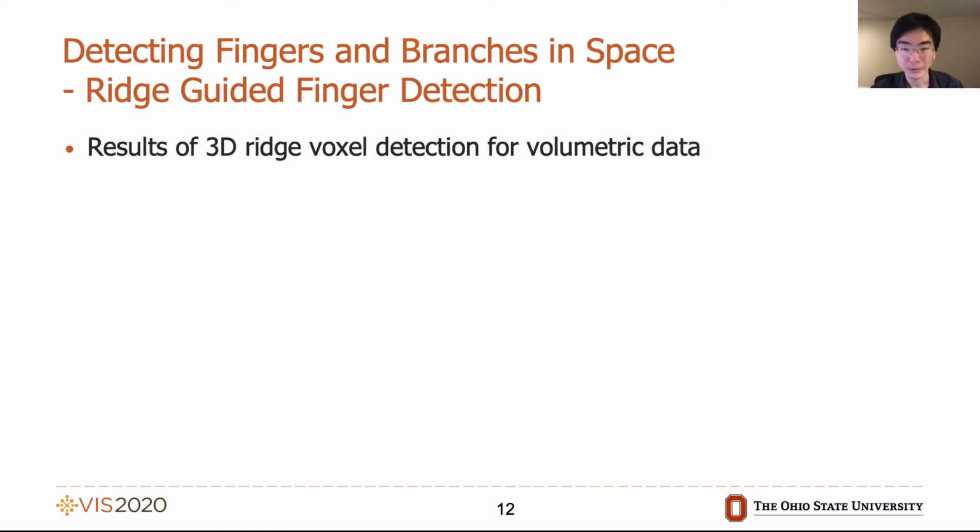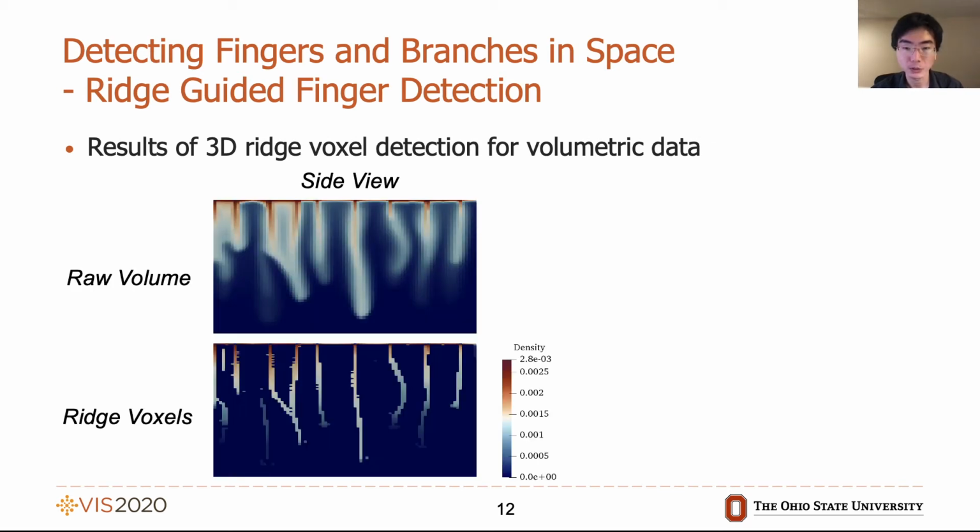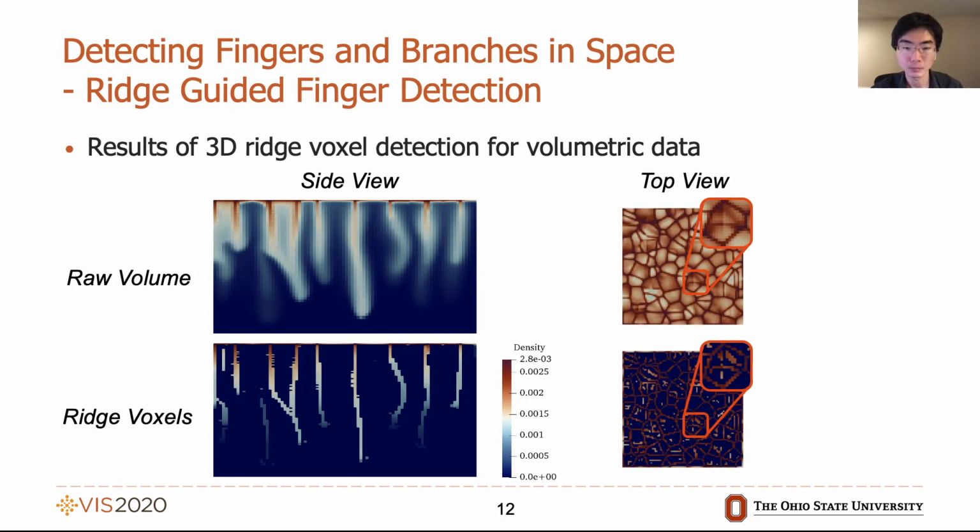Here we present the results of the ridge Voxel detection. The first row shows the side view of the raw density volume. The second row shows the detected ridge Voxels. The side view indicates that our method can extract both low density and high density branches and separate different branches. For the top view, ridge Voxels can also capture the high density hexagonal cells in the domain's top layers.